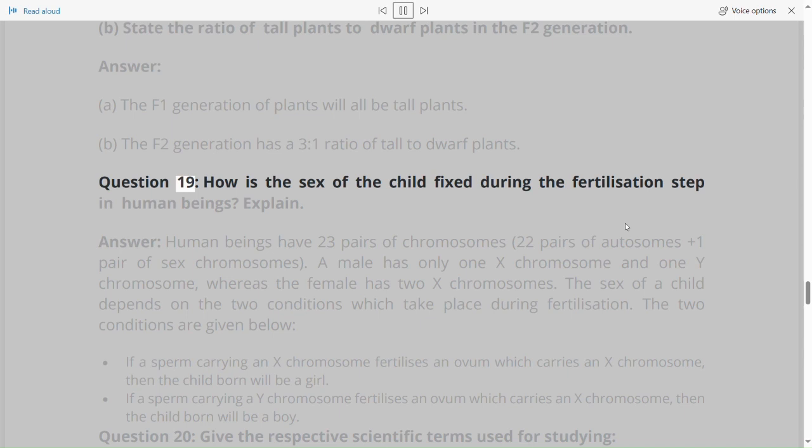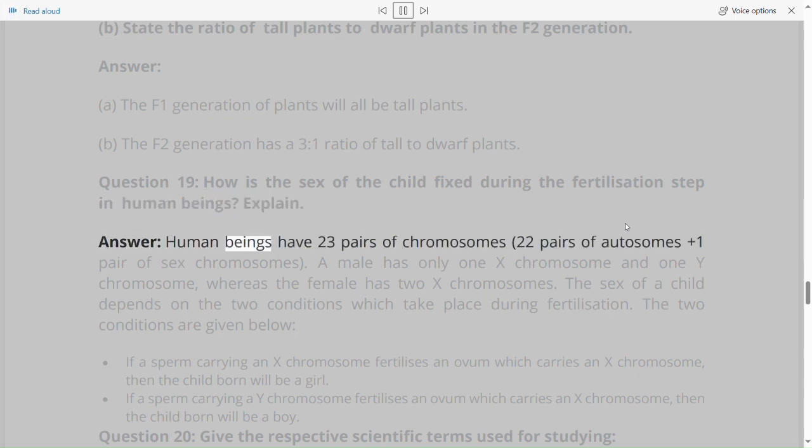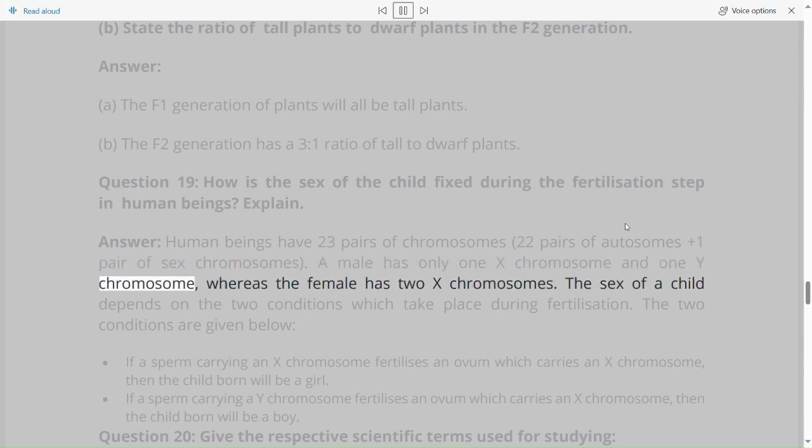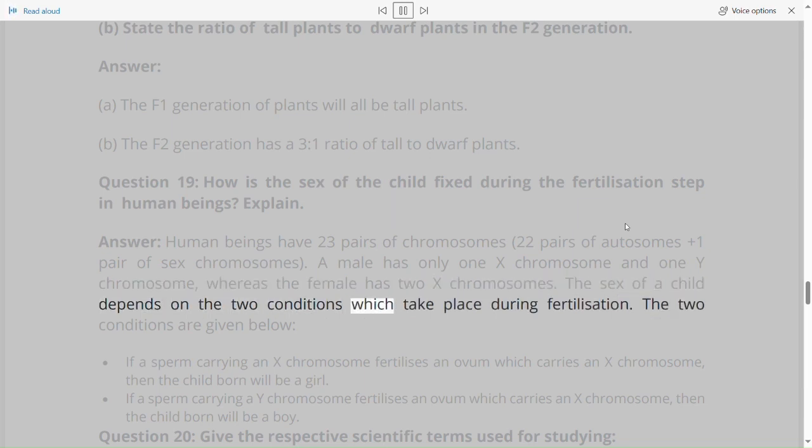Question 19. How is the sex of the child fixed during the fertilization step in human beings? Explain. Answer. Human beings have 23 pairs of chromosomes, 22 pairs of autosomes plus 1 pair of sex chromosomes. A male has only one X chromosome and one Y chromosome, whereas the female has two X chromosomes. The sex of a child depends on the two conditions which take place during fertilization. The two conditions are given below.